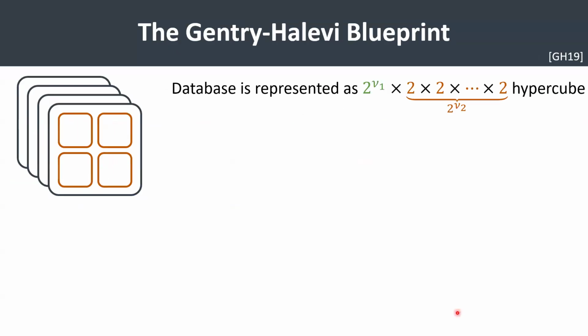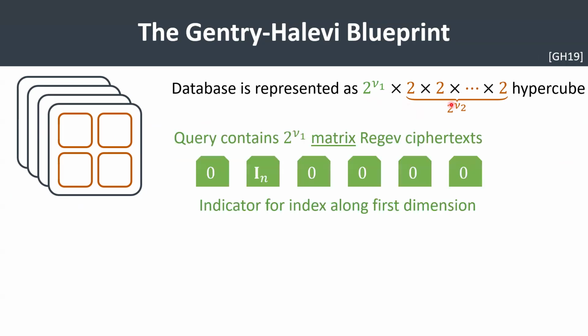Okay, so what does the Gentry-Halevi blueprint look like now? How are we going to use this to build private information retrieval? So the database, recall, is represented by a hypercube. I'm going to say the first dimension of the hypercube is 2 to the nu 1, and then all of the subsequent dimensions have dimension 2. Okay, so that's just the configuration of my hypercube.